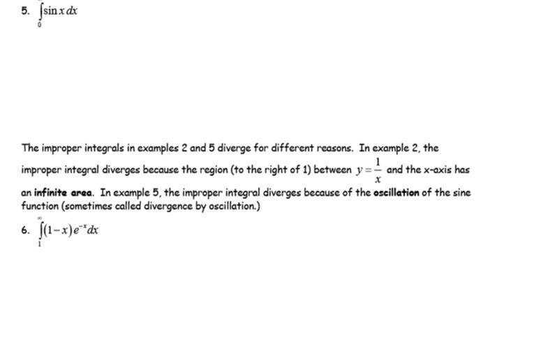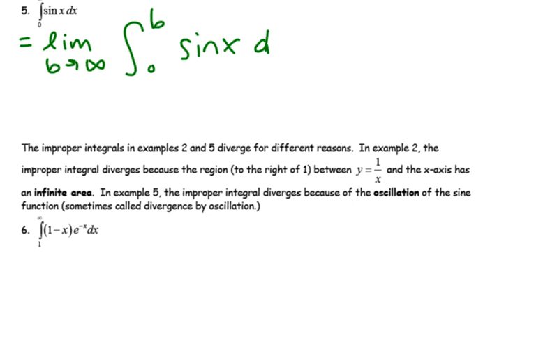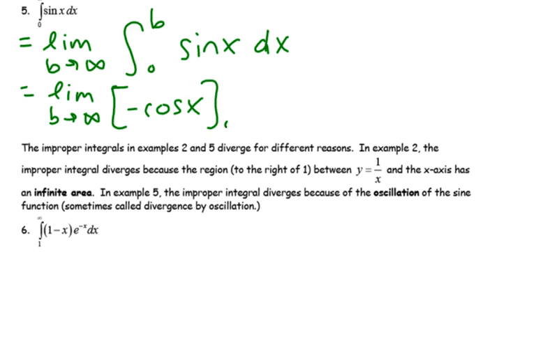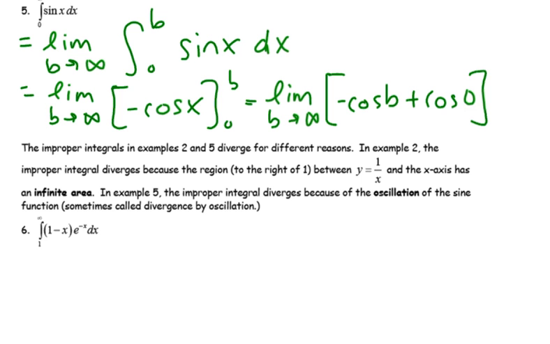Okay, we're going to do one more, and then the rest we're going to do in class. So for this last one, we have the integral from 0 to infinity of sine. So that is my upper limit b of sine. And then the integral of that is negative cosine. All right, so then when I evaluate, you get this. Now, cosine of 0 is 1. And so I have the negative cosine of b plus 1 as b approaches infinity.